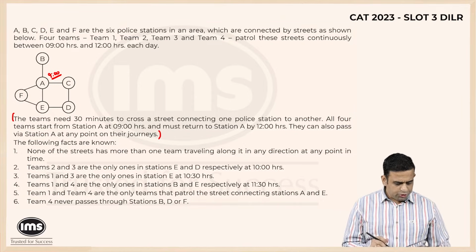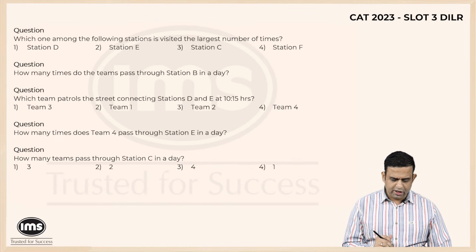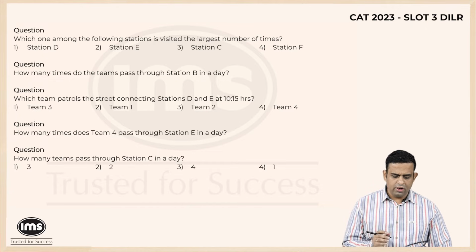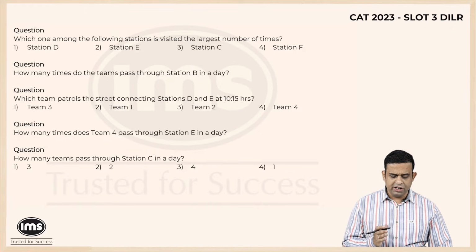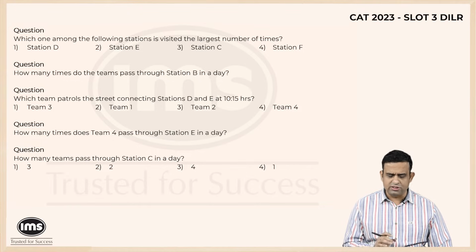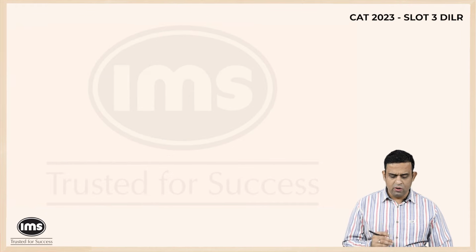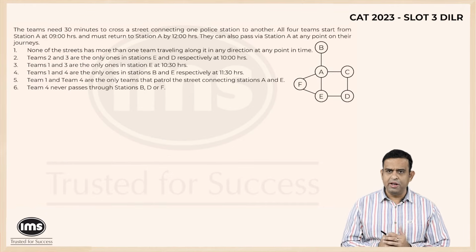So now they have also given you the conditions which are given to us, and we can also look at the questions. Which among the following stations is visited by the largest number of times? How many times do the teams pass through station B in a day? Which team patrols the street connecting station D and E at 10:15 hours, and so on like this. These are the questions given. Now let's look at the approach to solve this particular question.